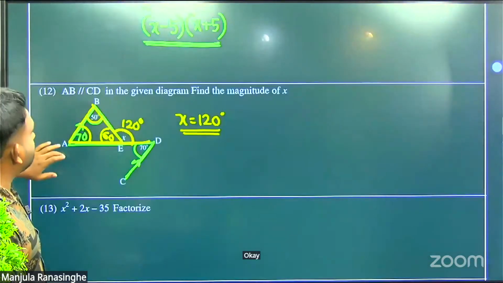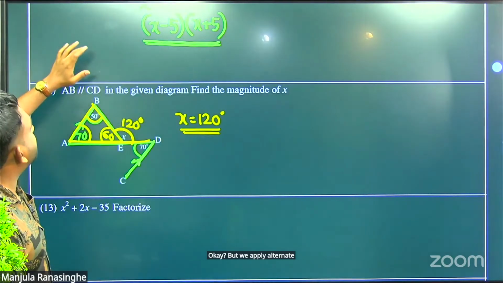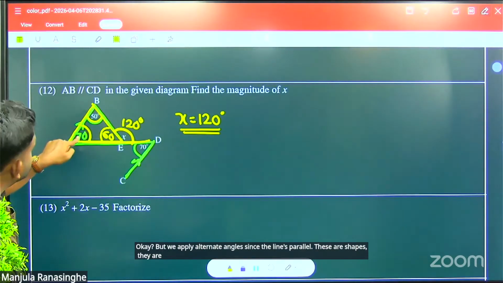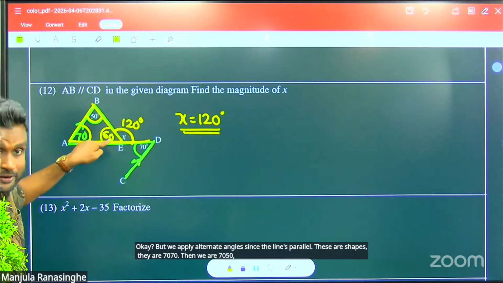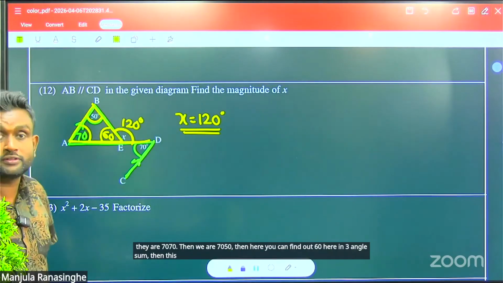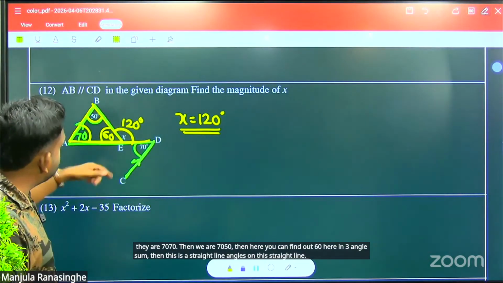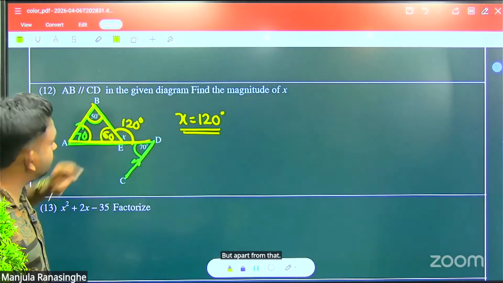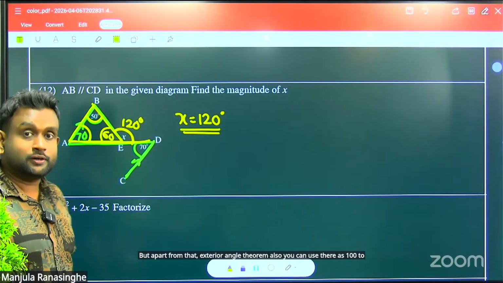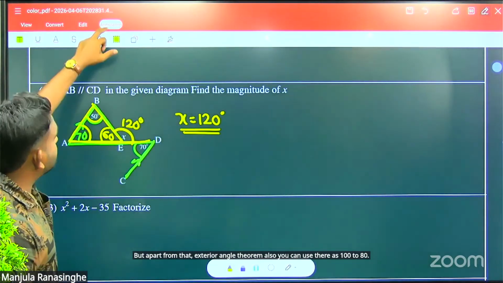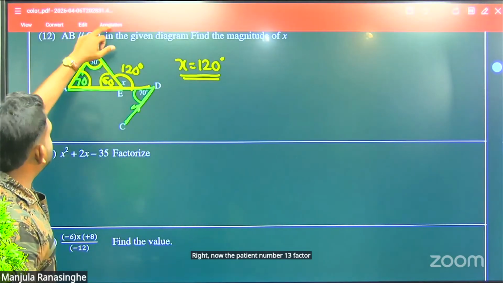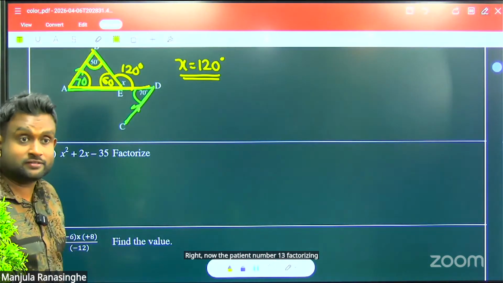Okay, but we apply alternate angles since the lines are parallel, Z shapes, they are 70, 70, then here 70, 50, then here you can find out 60, using the interior angle sum. Then this is a straight line, angles on the straight line. But apart from that, the exterior angle theorem you can also use there, as 120. Okay. Right. Now question number 13, factorizing x squared plus 2x minus 35.